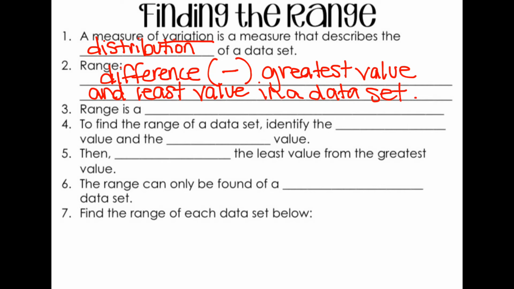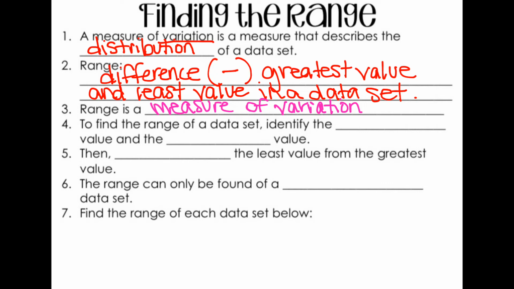Okay, so range is a measure of variation. This you will need to know. Mode was a measure of central tendency, which is center, and range is a measure of variation. That's the variation between your data set, your difference between your numbers, where mode measured your center.